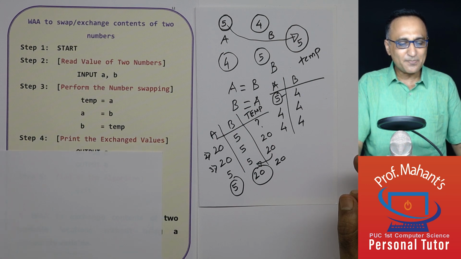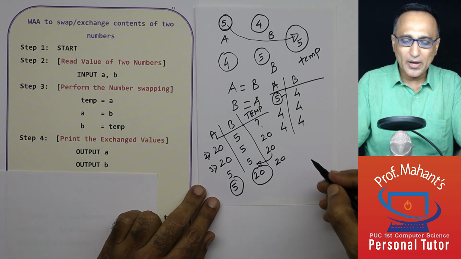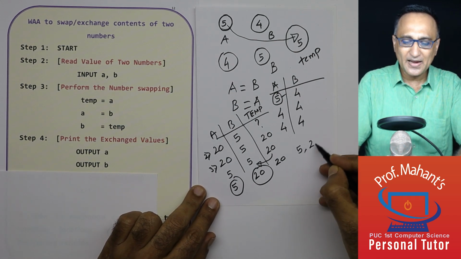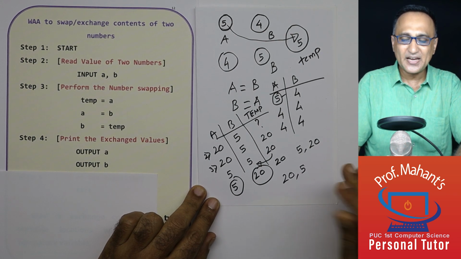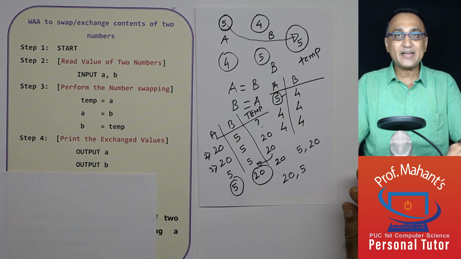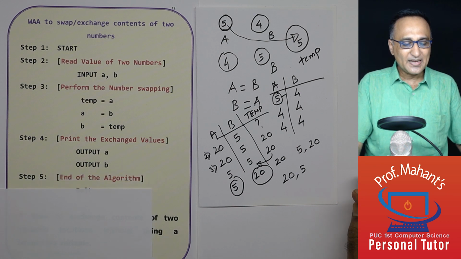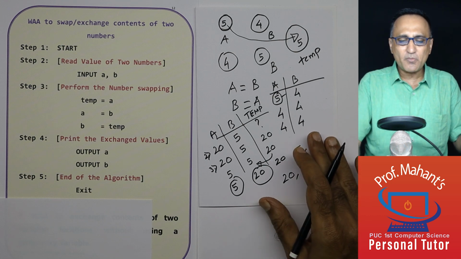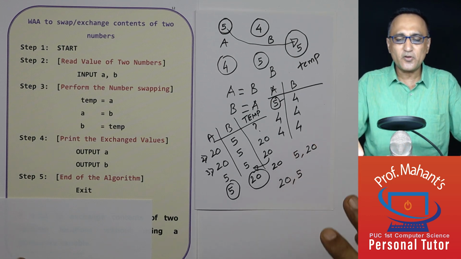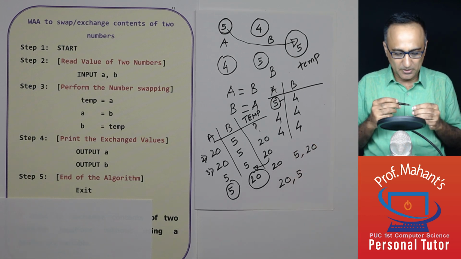Now in the final step, you're just going to output the value of A and B. So when you output the value of A and B, you're first going to print 5 and then print 20. When you input it as 20 and 5, now you are outputting it as 5 and 20. End of the algorithm and exit. So this is very commonly used in programming. Just be sure you know how to do it using a temp variable.